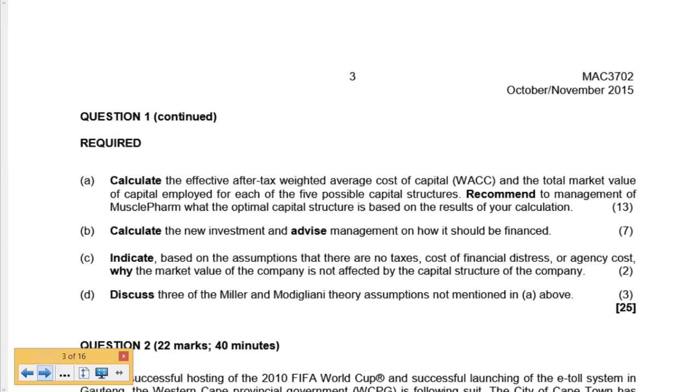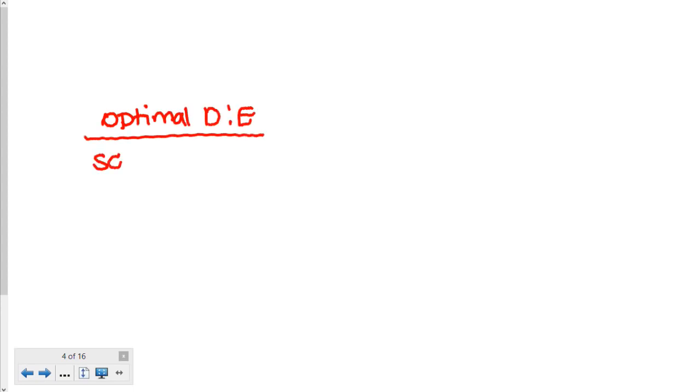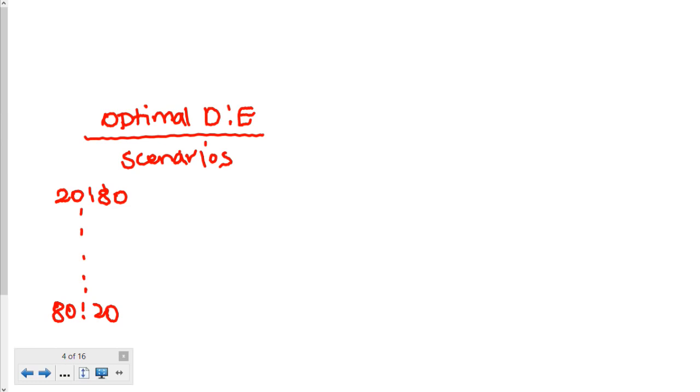So if I look at that, we're looking at optimal debt to equity ratio. There was a question in the assignment where we had a similar thing where we had to look at scenarios. Do you remember? Basically, we're going to have different scenarios at different levels of debt to equity, so say it's 20 debt, 80 equity, all the way to the opposite, let's say, 80 debt, 20 equity, and there's different scenarios in between here.